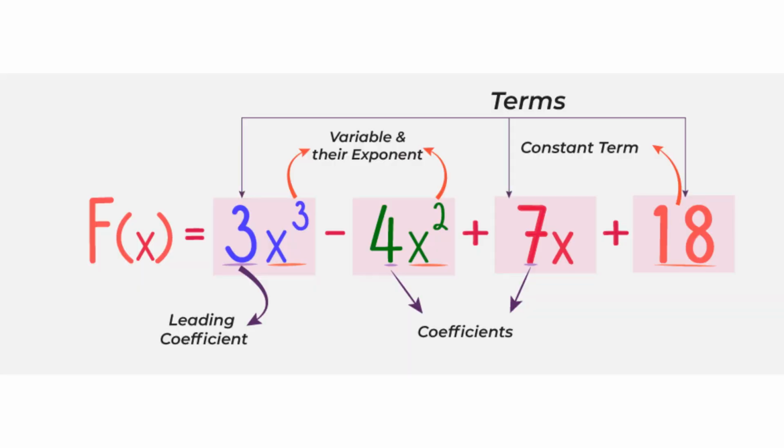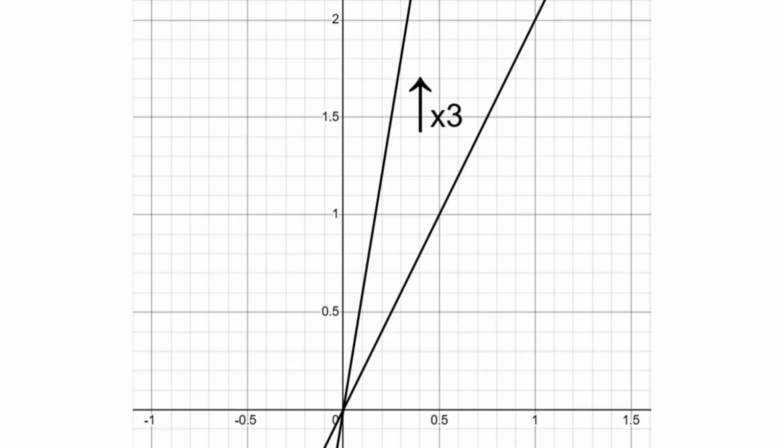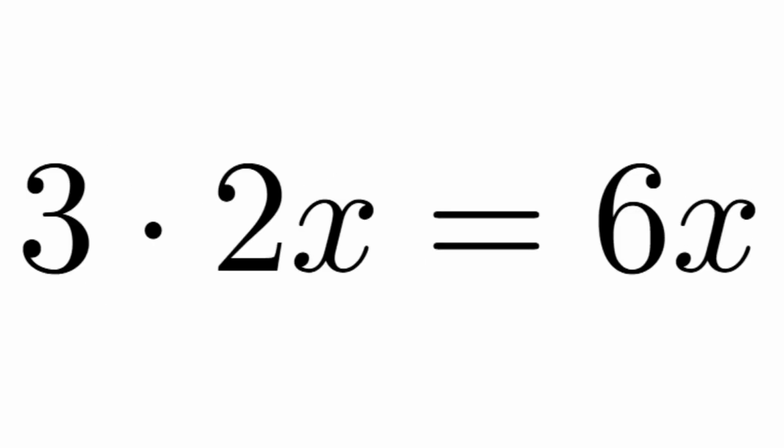Now we need to go over two more rules to make polynomials a breeze. So what happens if our function is, let's say, 3x squared? Well, its derivative is simple, since the coefficient 3 scales not only the function itself but also its slope, meaning we can just take the derivative of x squared and multiply it by 3, giving us 6x.